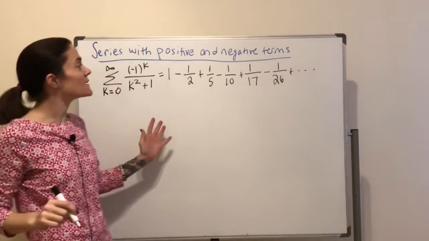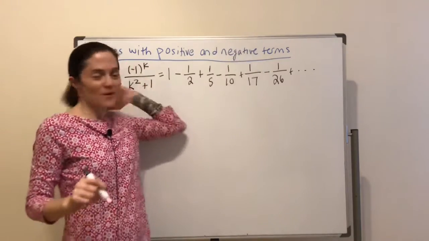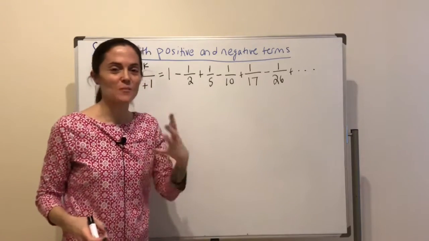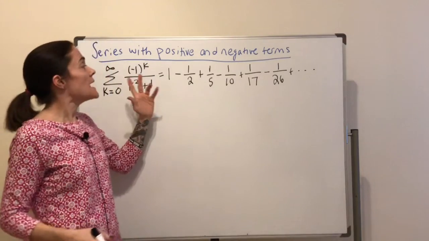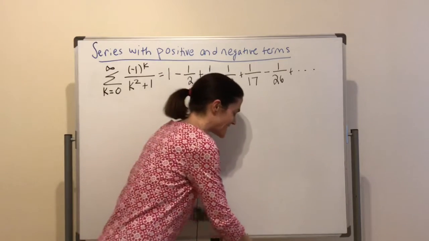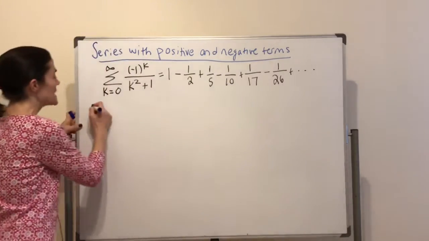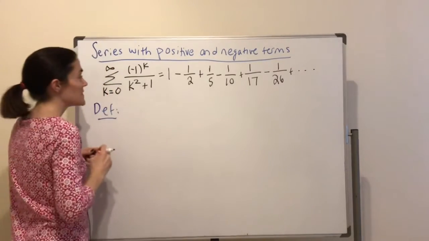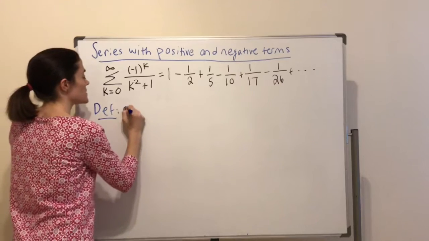What we see here is an example that falls under this category where we have series that have both positive and negative terms. Okay, and this one is a special type. Let me give you this definition. And this is what many of the ones we will see in this section are. This is what's called an alternating series.